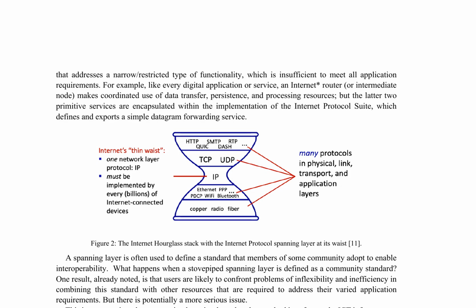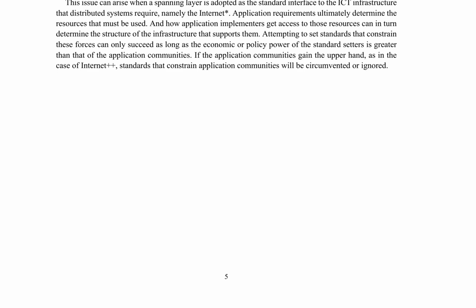The limitations of stovepiped spanning layers in digital infrastructure are explored, highlighting the inflexibility and inefficiency that arise when a narrow, restricted type of functionality is standardized. The Internet Protocol Suite is cited as an example, where the datagram forwarding service is encapsulated, limiting its ability to meet diverse application requirements. When a stovepiped spanning layer is adopted as a community standard, users may encounter problems combining it with other necessary resources.